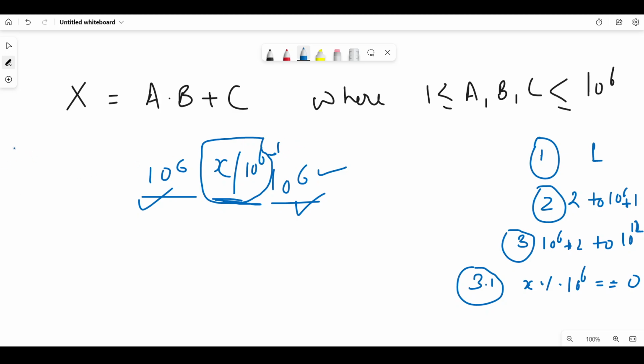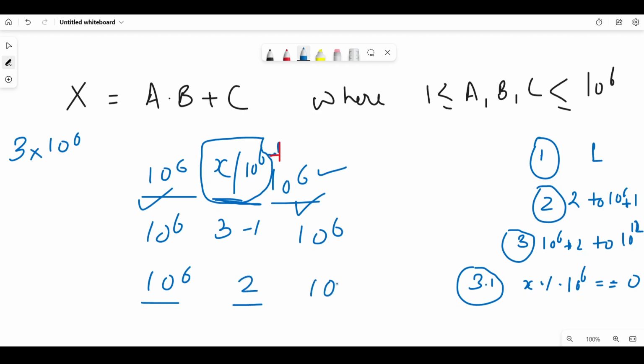Let us say we have a number 3 into 10 to the power 6. So a will be 10 to the power 6, c will be 10 to the power 6, and b will be x divided by 10 to the power 6. That is 3 into 10 to the power 6 divided by 10 to the power 6. It will remain 3, and minus 1, let me write it in red. So I will subtract 1 from it. It will be 10 to the power 6 as a, 2 as b, and 10 to the power 6 as c.